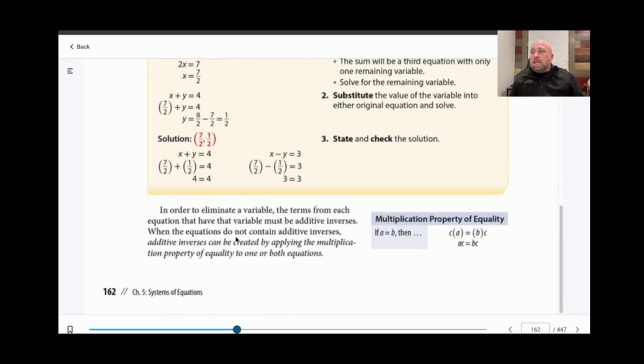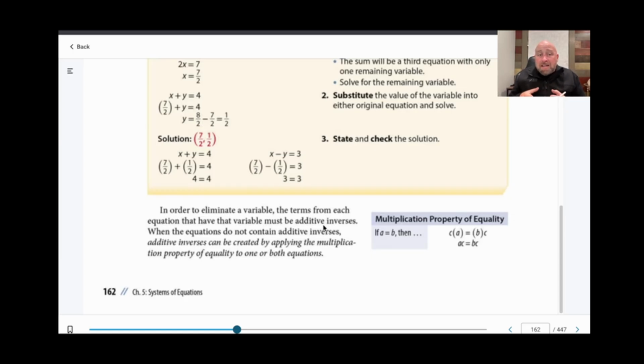All right. Next part. In order to eliminate a variable, the terms from each equation have to be the additive inverse. Or in other words, they have to cancel. Like, it doesn't make any sense to do this if you don't cancel one of the terms.